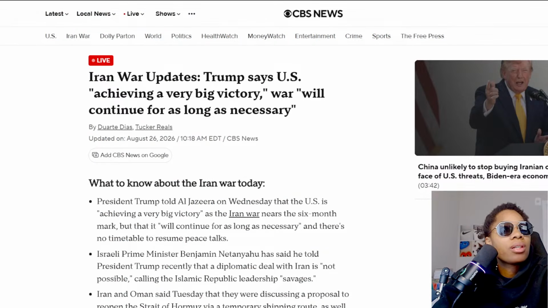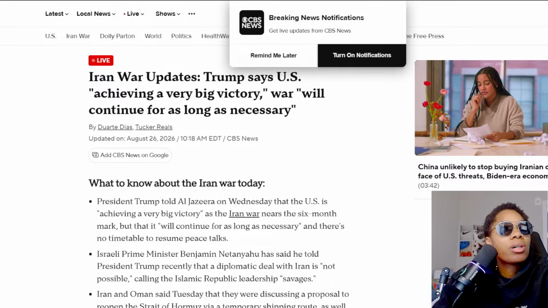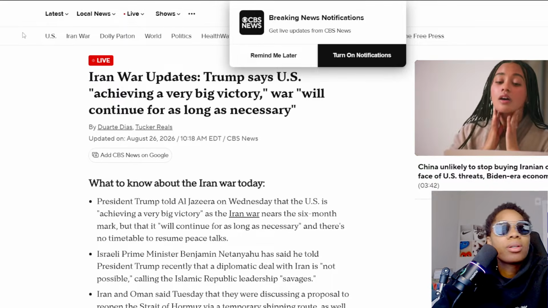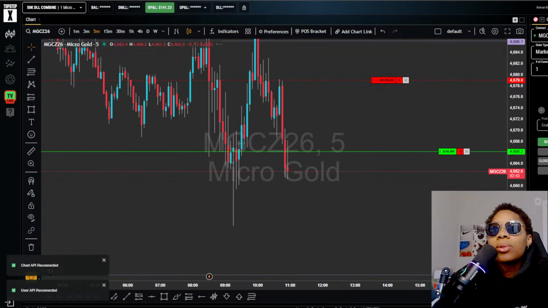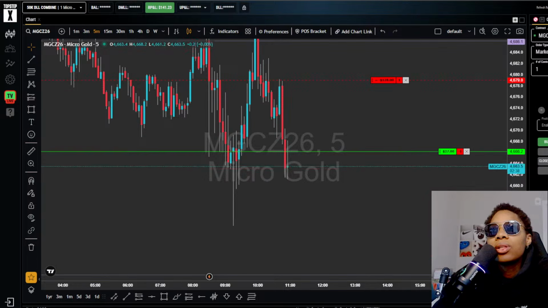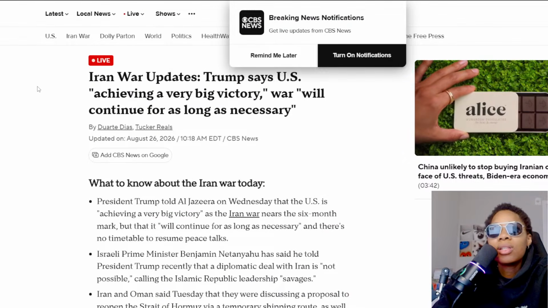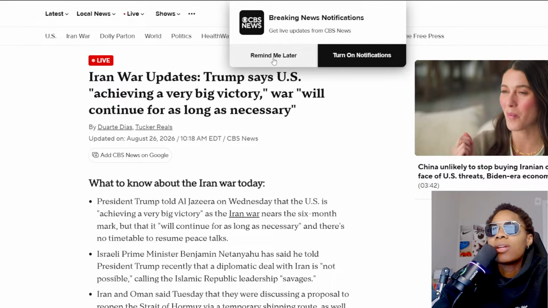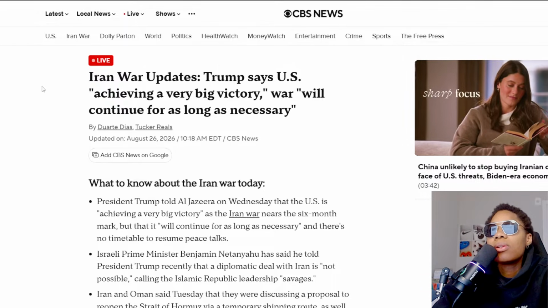Get a few updates on this war and then we'll check back in with our trade setup here. Are we green on both? One's at the entry, one's green. All right. Let's give it 3 minutes. We got 3 minutes until that 5-minute candle closes.